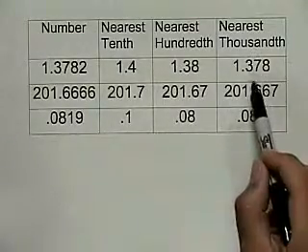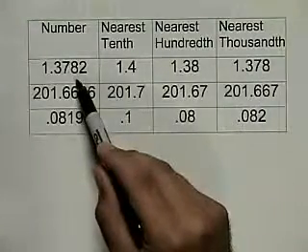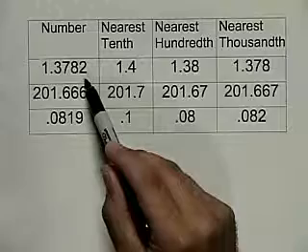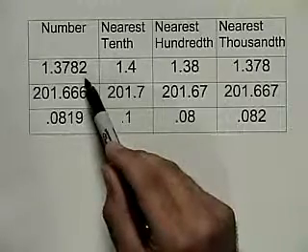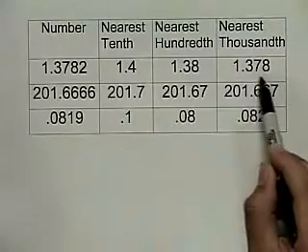Doing the nearest thousandth, we go to the thousandth place value, which is where the 8 is located. Look to the right of that, and we have a value of 2. That's less than 5, so there's no need to round up here. So we'll rewrite the number as 1.378.